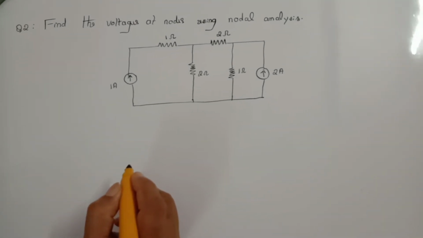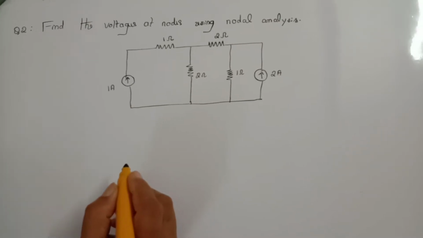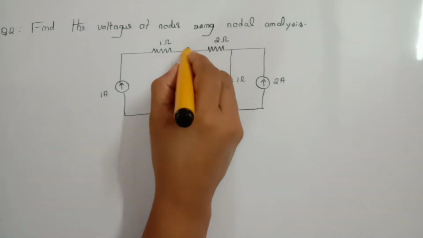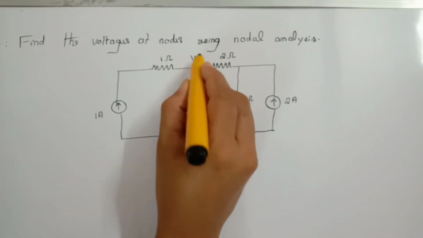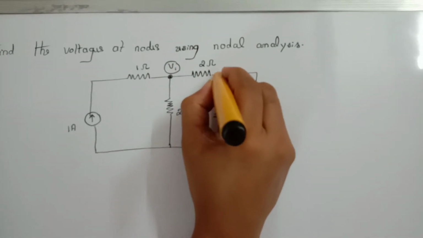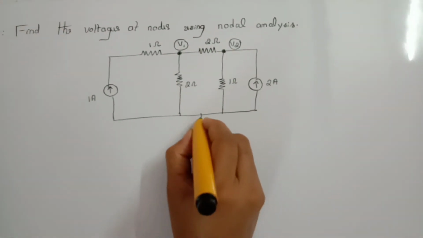Now we look into the second question. Find the voltages at the nodes using nodal analysis. As usual, first we have to assign the nodes. So I'll take this as node V1 and this as node V2. There are only two nodes and this is the reference node.